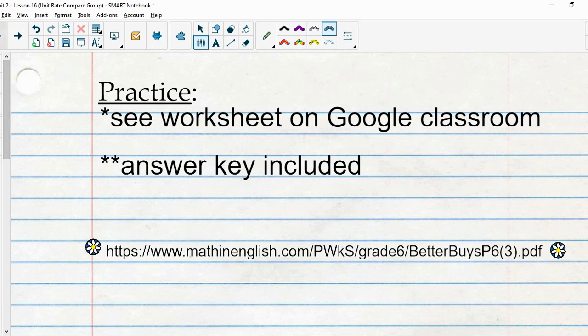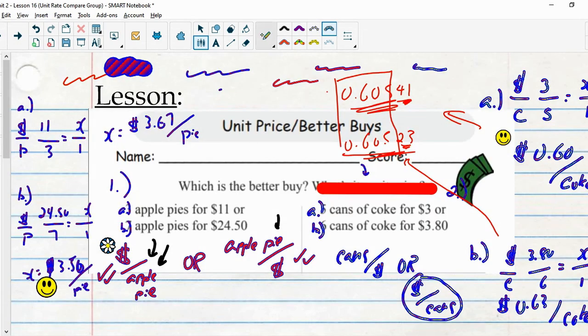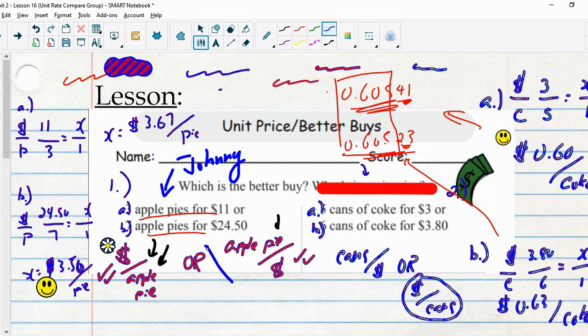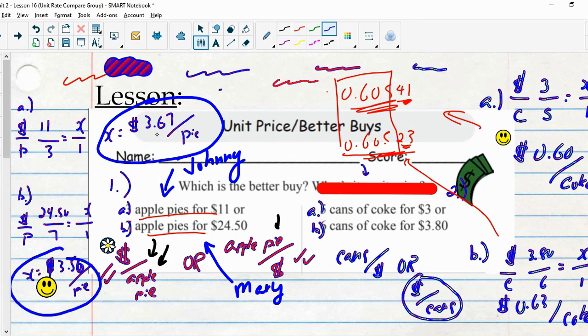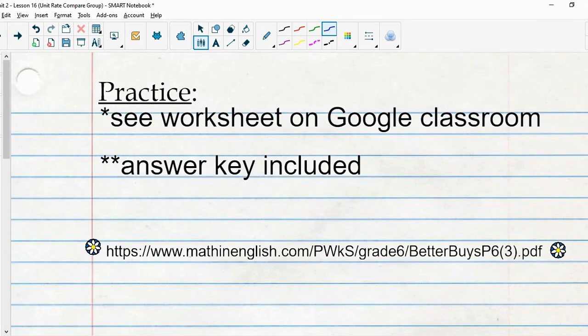The way I would suggest you work on a worksheet is something like this. Let's say you have a question like number 1, where you have 2 things you've got to do. I would suggest that you work together. Johnny's going to do A, and Mary is going to do B, and then you compare your answers. Johnny came up with this, Mary came up with this, and then you decide which one's the better deal. I think that's a good way to do it, so you can split up your responsibilities.